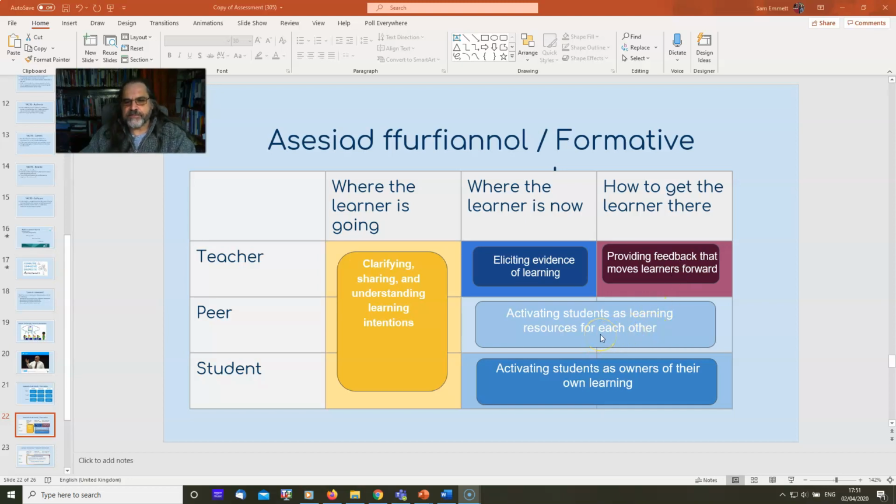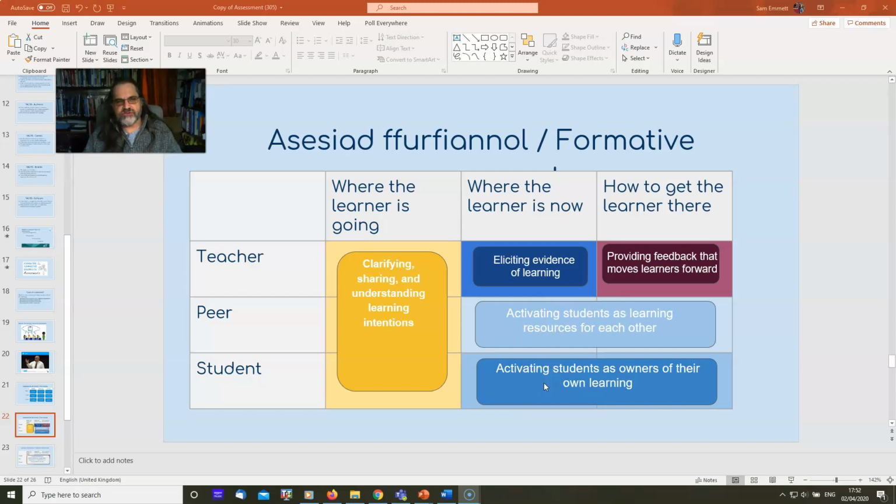Now the peer and the student, the point is activating students as learning resources for each other. They're all on this journey together. They're all heading to a qualification that they want to achieve. So use them, encourage them to help each other, because this is social constructivist learning. We cannot be really effective if we aren't talking with other people. And it will become more powerful because, as well as the feedback that I give as a tutor, you'll often have the feedback from your fellow students.